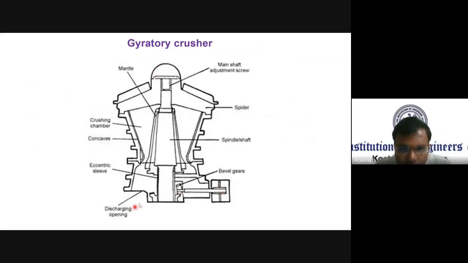So these are the different parts that you have for a gyratory crusher. You have the gears here, in contrast to the jaw crusher, which is operated with the help of hydraulics, but here the gears are being used for power transmission. And here you have a shaft which is connected to a bearing, and you have a spreader and a crushing chamber, where the crushing happens. And according to the shape, you can get it.